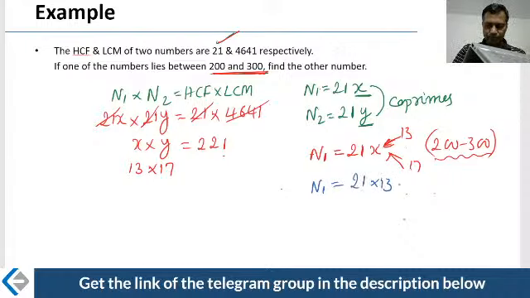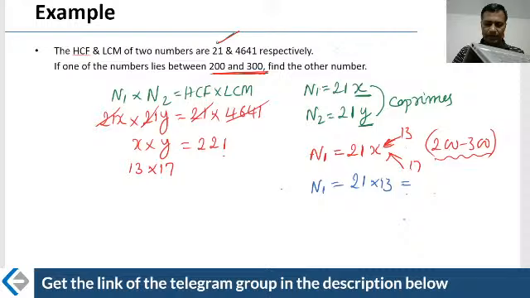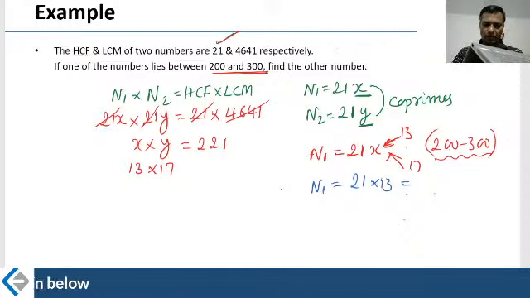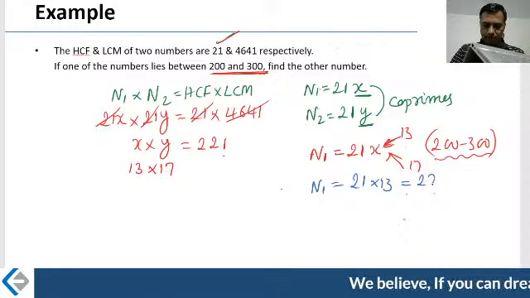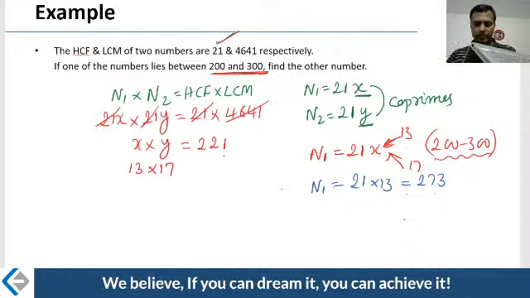21 into 13. I will take 21 into 13 there. Now that is becoming 273. A 273 lies between 200 and 300. Perfect. Therefore, this is the number the author is talking about.